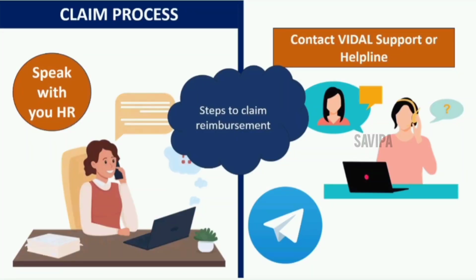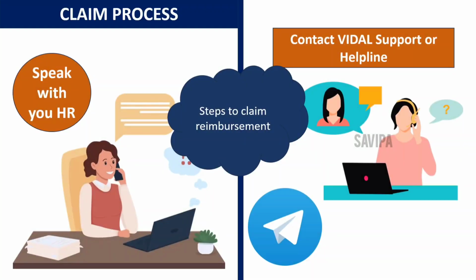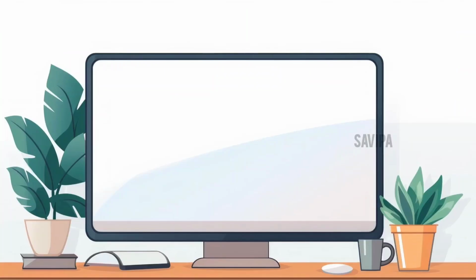Okay, now let us see the claim process. What are the steps that you need to do in order to claim? Definitely they will also explain these steps, but they can give you more information, guys, like which address you need to send these documents to and all those things. Okay, now let us see the Vidal health app.